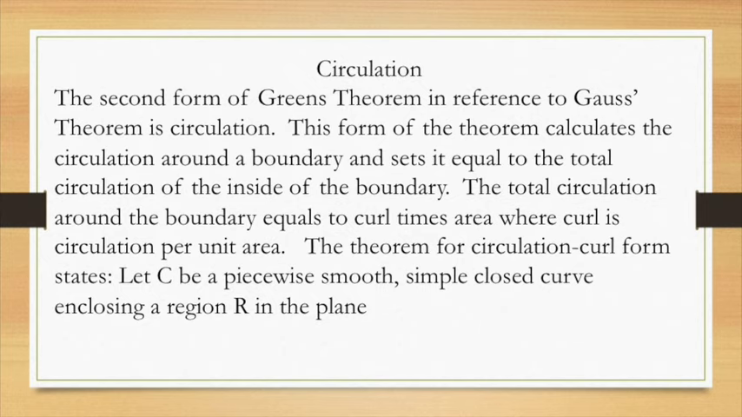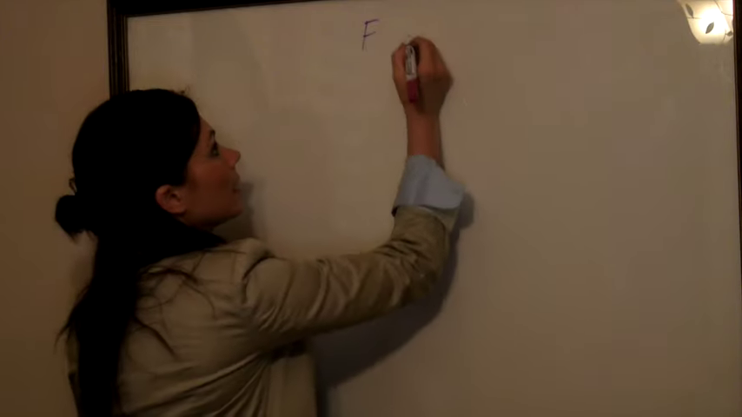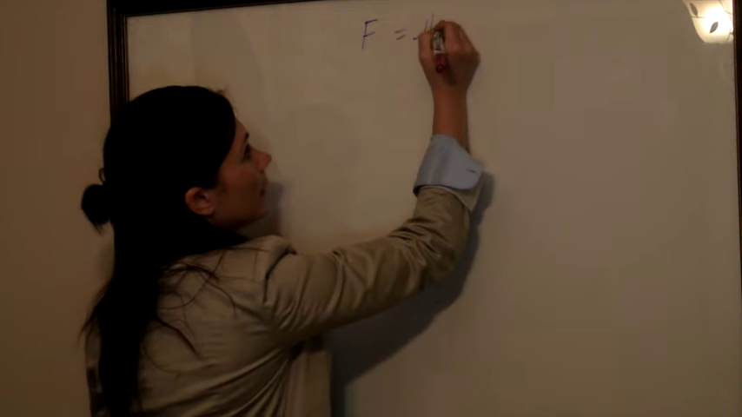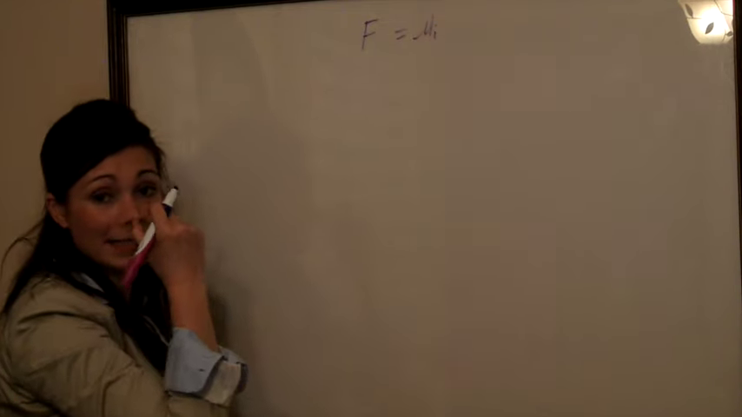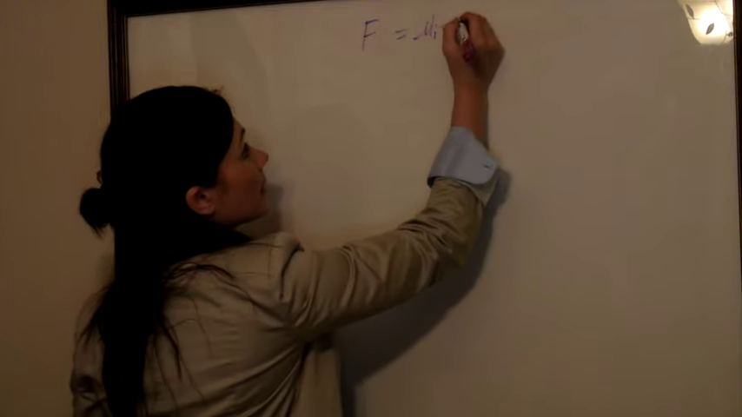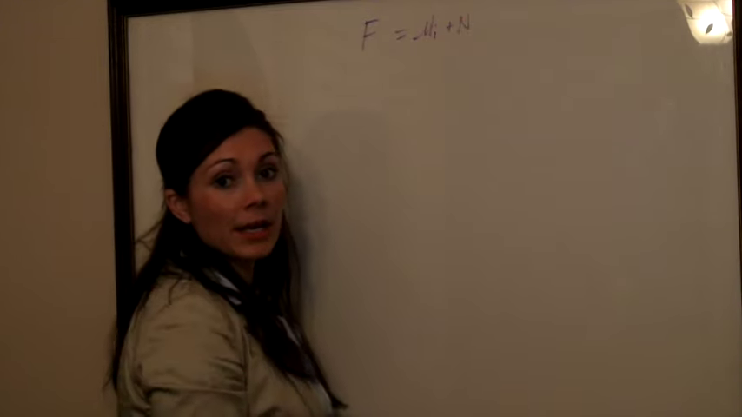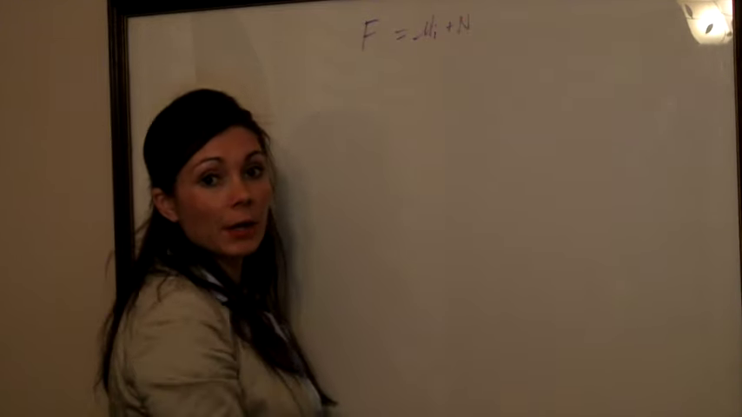So now let's look at this. Let our function F equal M i plus N j, which is a vector field, with M and N having continuous first partial derivatives in an open region containing R. Then the counterclockwise circulation of F around C equals the double integral of the curl of F times k over the region R.